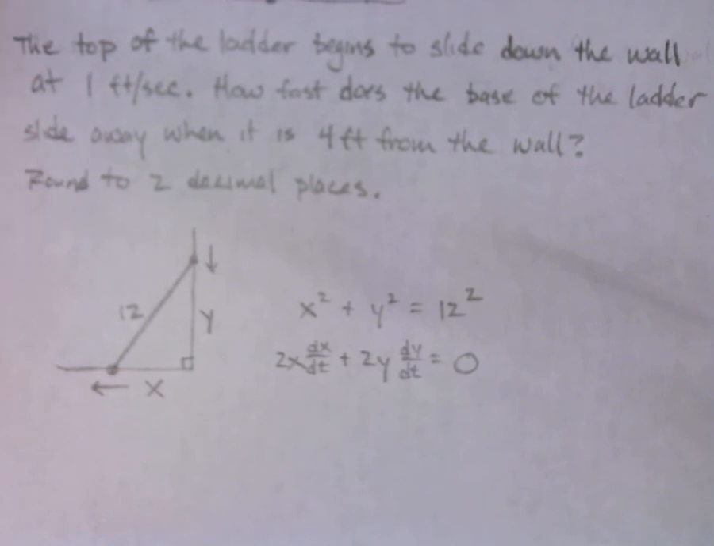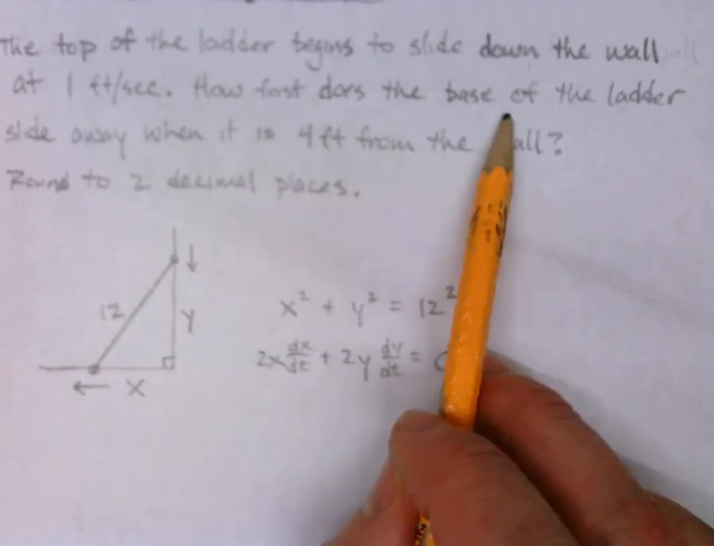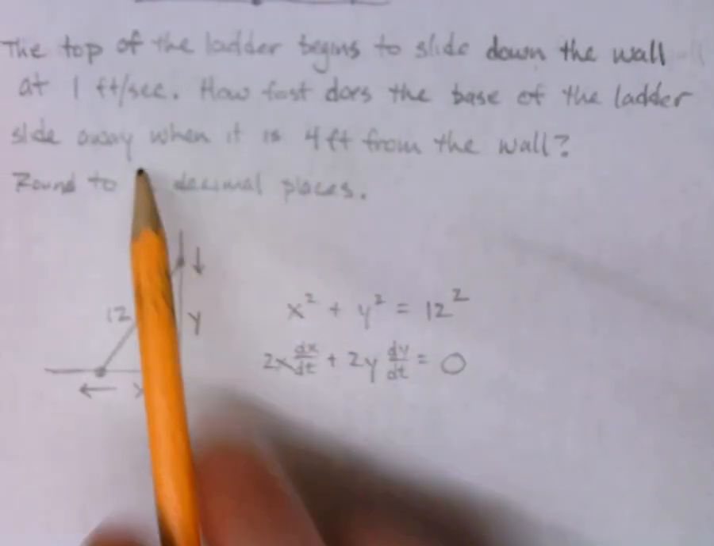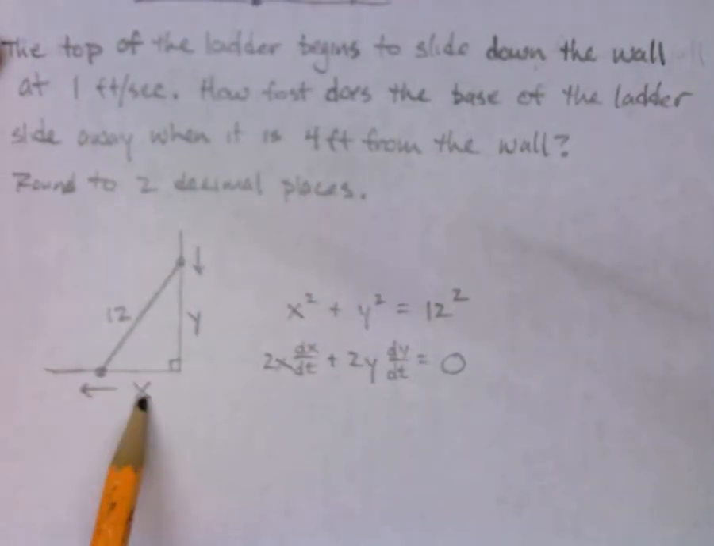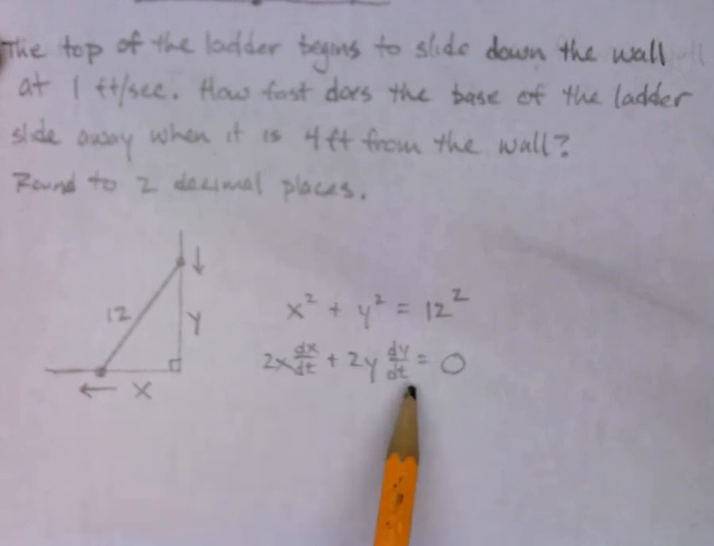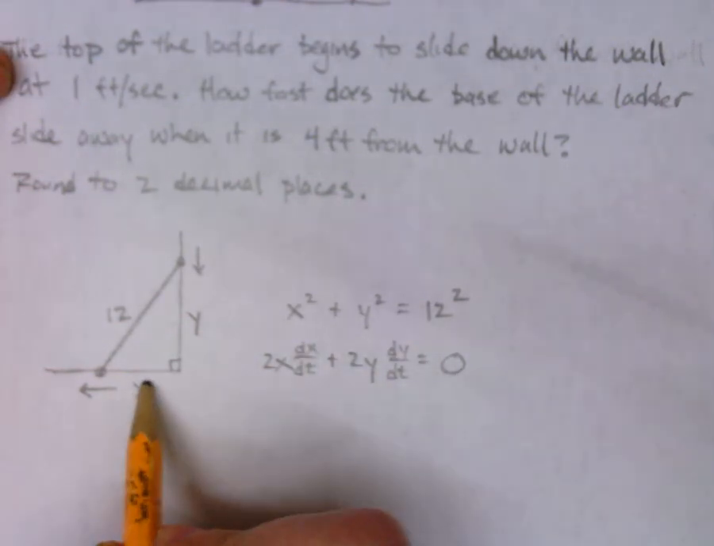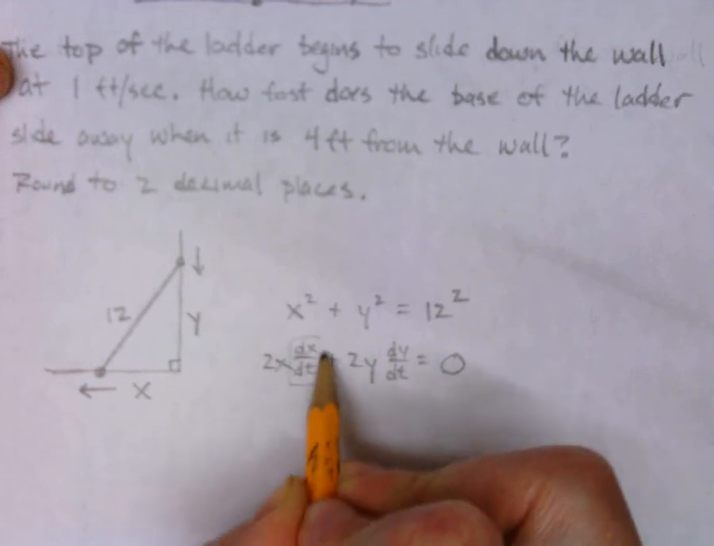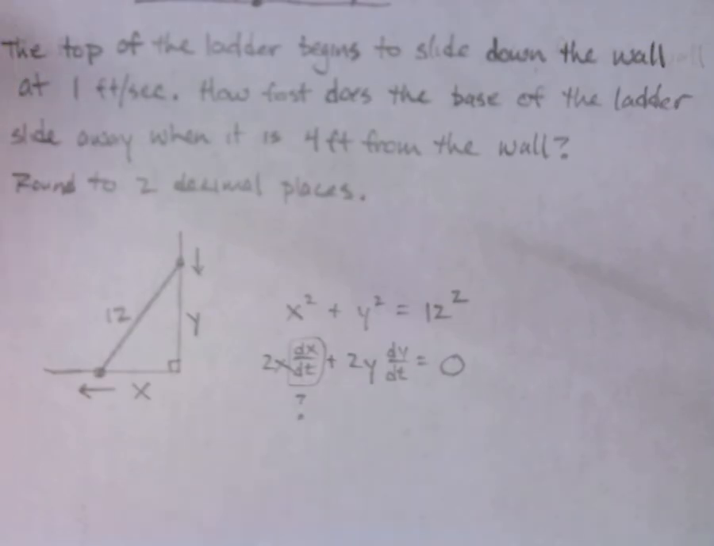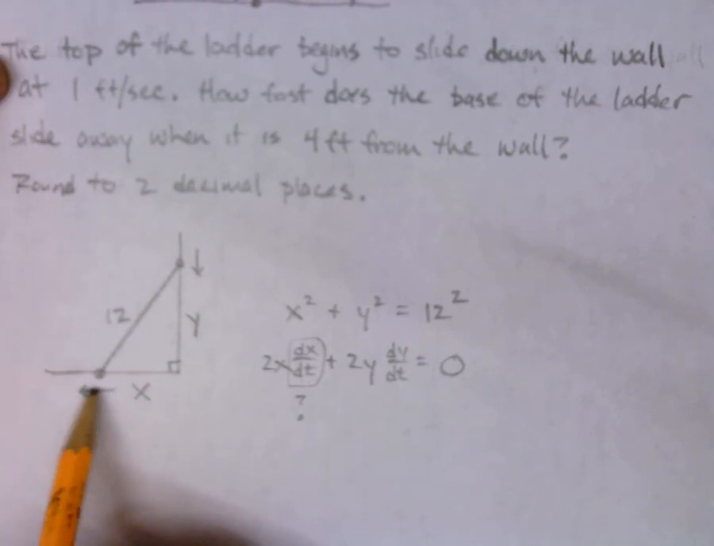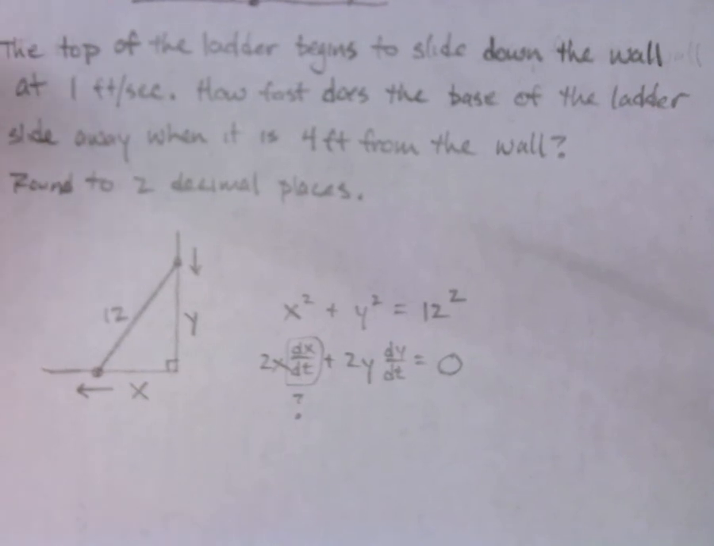Now, I'm going to look back and think, which of these rates are they actually asking me about? So it says in the question, how fast does the base slide away? Well, am I talking about dx over dt or dy over dt? And well, the base, that's the x. This is what we want to know. How fast is that pushing out this direction? Really, that arrow is sort of like the dx over dt. How fast is that moving?